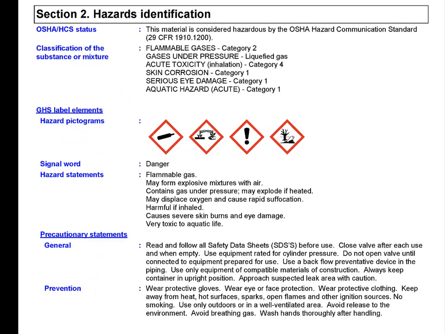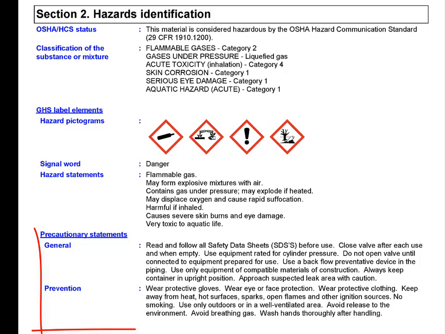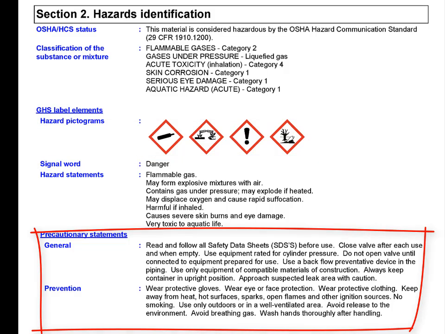You may remember from your HAZCOM training that the GHS system language includes a signal word. Ammonia's signal word is danger. A symbol or pictogram: ammonia has 4: compressed gas, corrosive, irritant, and environmental hazard. It includes precautionary statements for safely using the chemical.